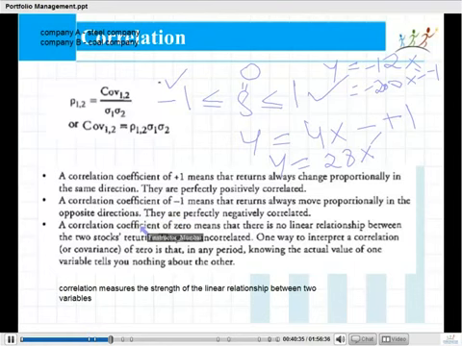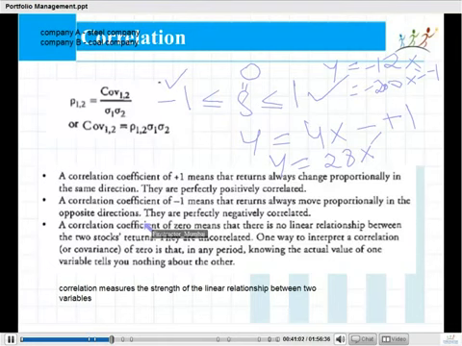A correlation coefficient of 0 means that there is no linear relationship. All it means, guys, is there is no linear relationship. There may be a quadratic relationship, but that is not captured in correlation. Correlation will only tell you the strength of the linear relationship between two variables. So if correlation is 0, that means there does not appear to be any linear relationship.